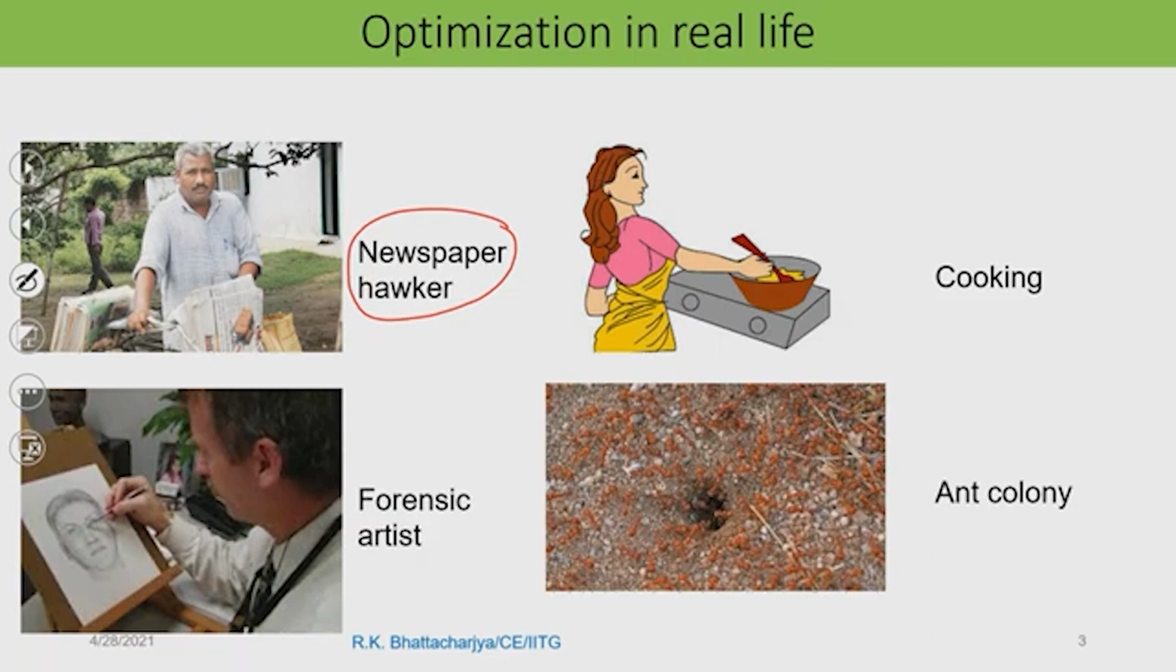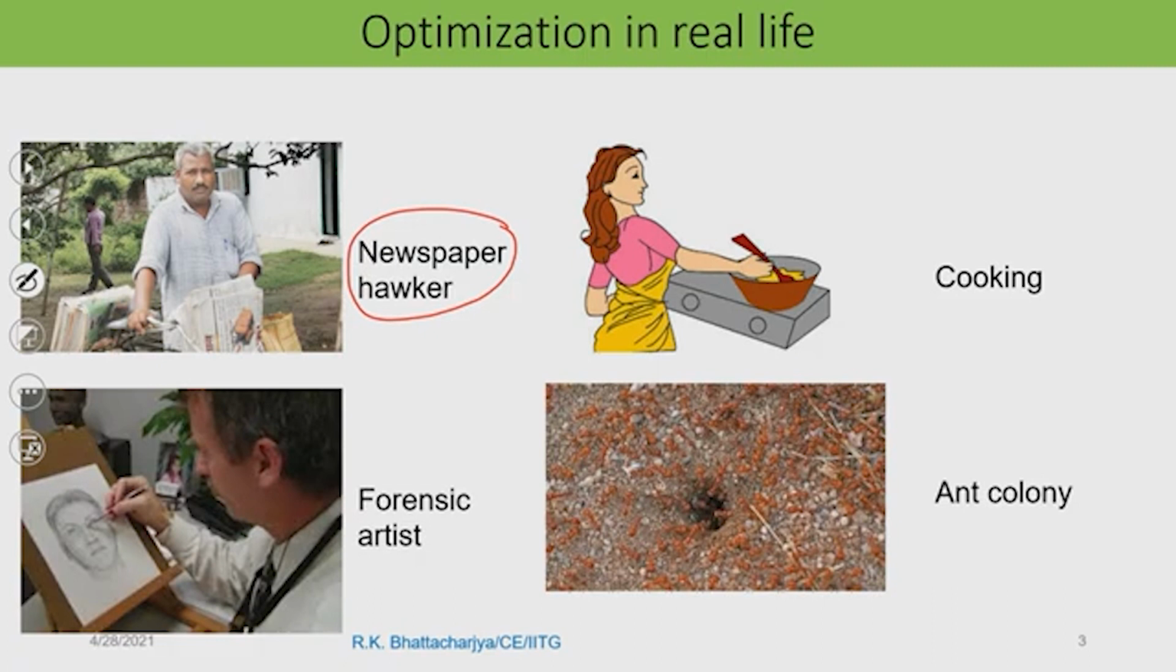So, what is he doing? He is trying to minimize the time. You can say that he did not solve any optimization problem mathematically, but with some experience, he is basically trying to find a solution so that he can distribute this newspaper within a shorter duration, or he is trying to minimize the time.